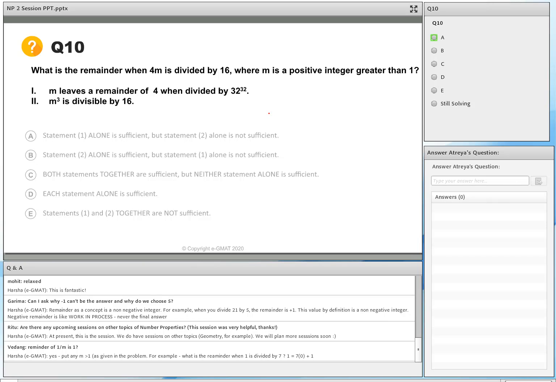All right, last 5 seconds. Please mark your answer if you have not marked it yet.